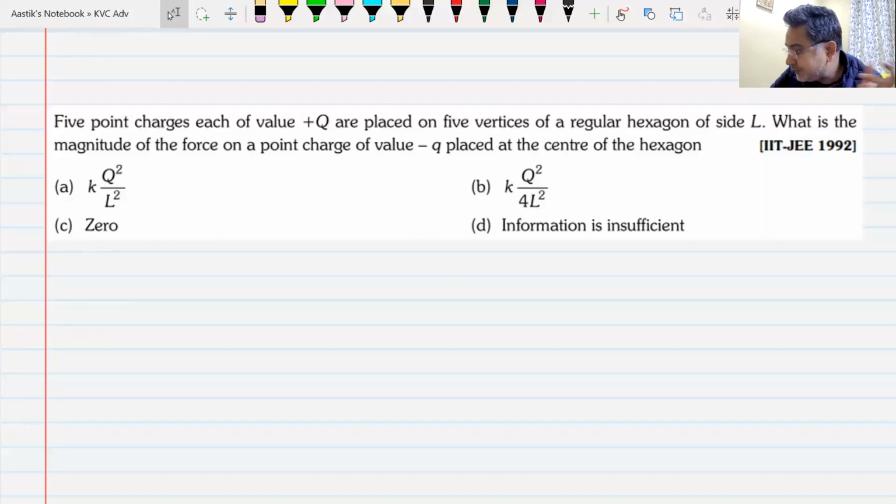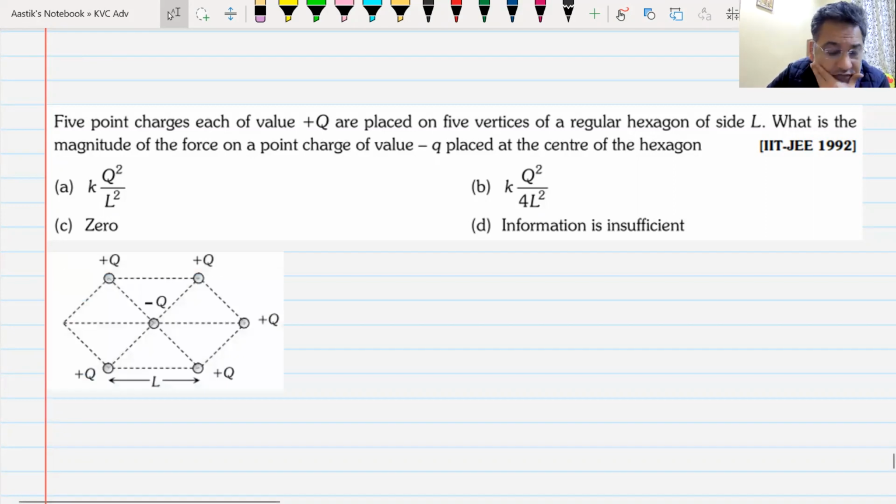That takes us to the next question, sir. This question has come in JEE, and I think we have also solved it in gravitation. Yes or no? Yes. Just to remind you, the diagram looks like this. What is the force on the charge at the center? What is the answer?